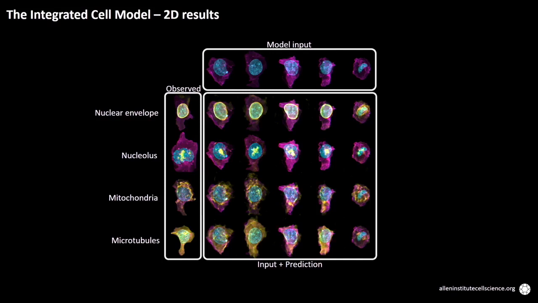So these are two ways that we can combine information and get more out of the images that we already have.